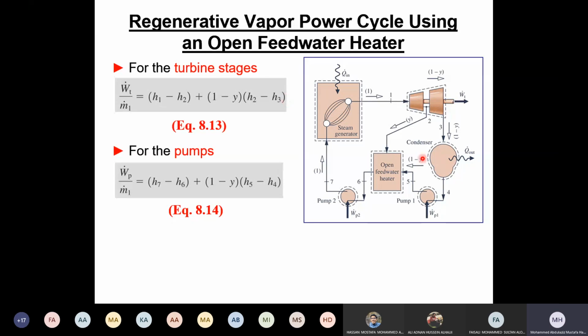Then for the pump, we have two pumps. One pump goes from 4 to 5, and another pump goes from 6 to 7. The mass for the first is 1 minus y, and the other is 6 to 7. So the work is 1 times (H7 minus H6), plus (1 minus y) times (H5 minus H4). So your third responsibility is how to analyze to get W turbine, W pump, and QH. Is it clear? W turbine and W pump.